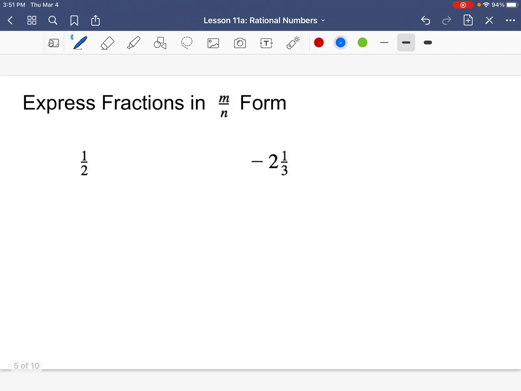Some fractions are already written in fraction form, such as 1/2. If we want to write negative 2 1/3 in m/n form, we need to write an improper fraction. And we do this by multiplying 2 times 3, so that's 6/3, and there's negative 1/3. So I get negative 7/3 is my equivalent fraction in m/n form.